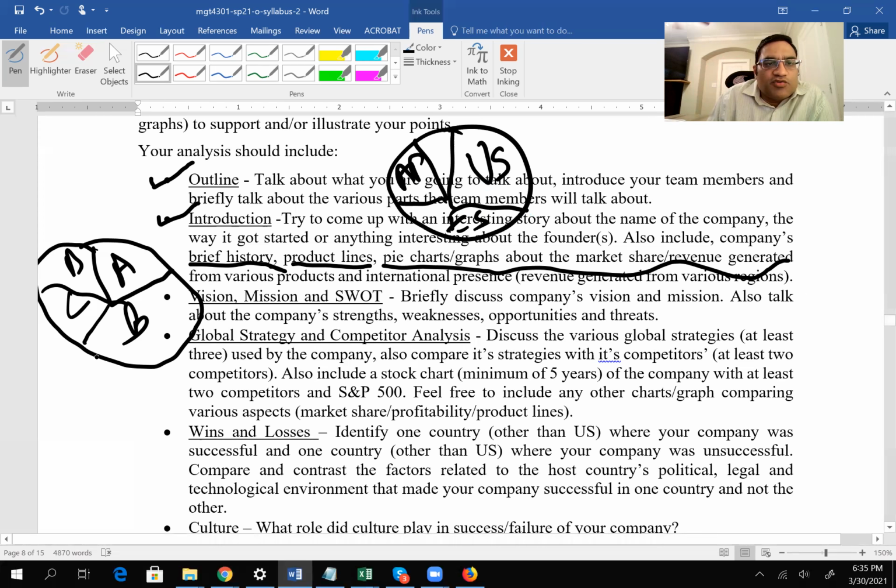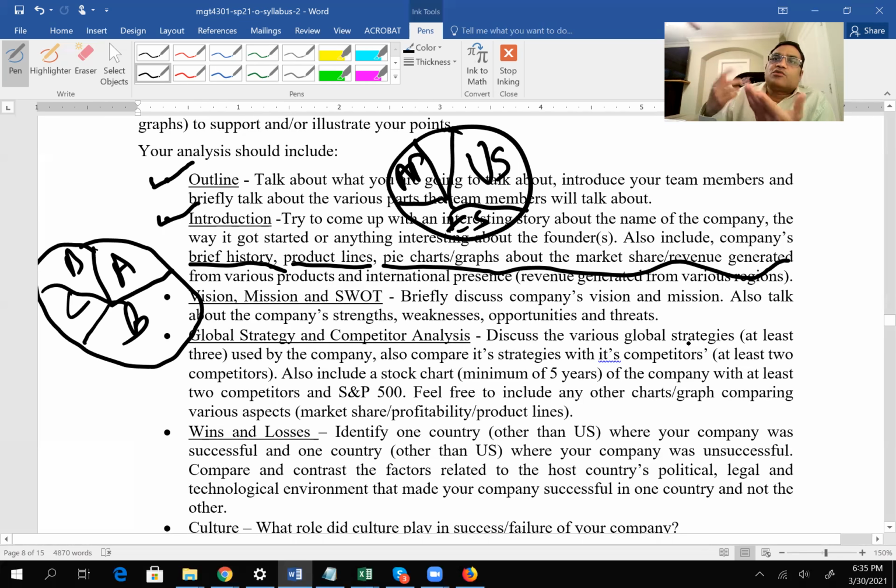Then you talk about the vision, mission, and SWOT. So briefly discuss, you should be able to get this from the company's website, vision and mission, and also talk about the SWOT, which is strengths, weaknesses, opportunities, and threats. Okay. So don't go too much into depth, like 2-3 points about strengths, 2-3 points about weaknesses, and so on and so forth.